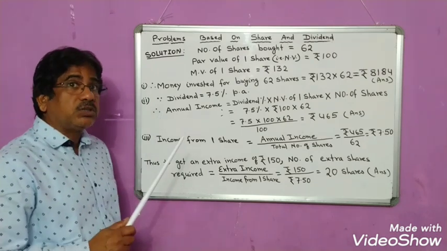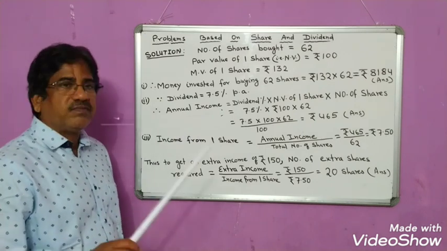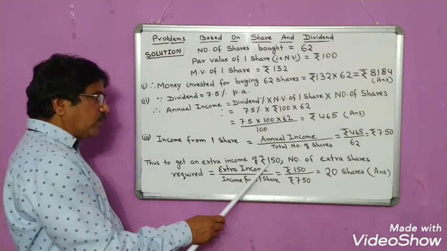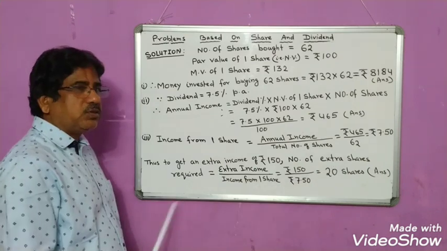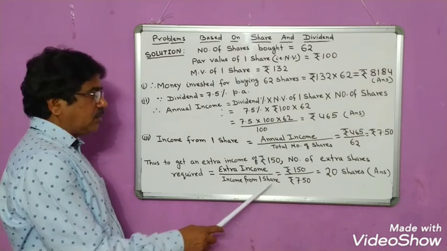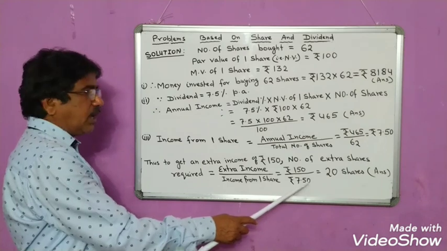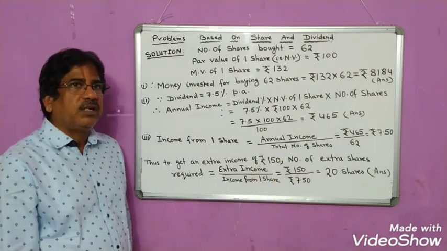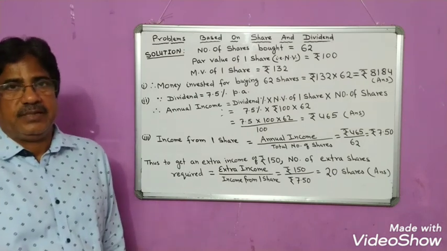But the man wants to have an extra income of 150 rupees. So he must have some extra shares also. To get an extra income of rupees 150, the number of extra shares required will be equal to, very simple, extra income divided by income from one share. That is equal to rupees 150 divided by rupees 7.50, and that is equal to 20 shares. So to get an extra income of 150 rupees, the man has to buy an extra 20 shares.